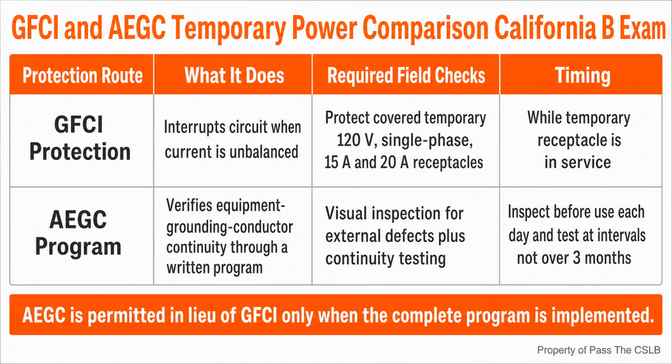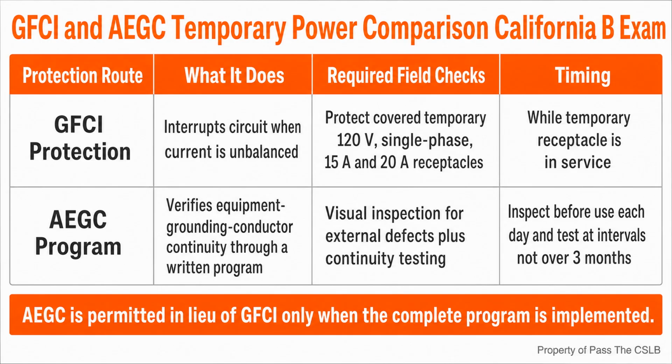The comparison on screen separates the two routes. On the ground fault side, I'm looking for device-based protection at the covered temporary receptacles. On the Assured Grounding side, I'm looking for a real written program, daily visual checks before use, and continuity testing no more than 3 months apart. A label or a binder title does not replace the actual inspections and tests.